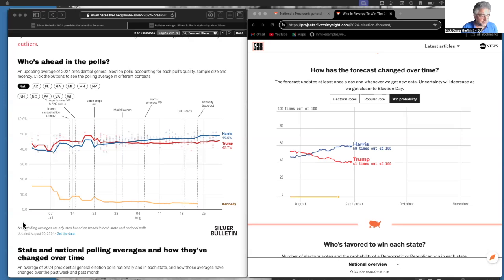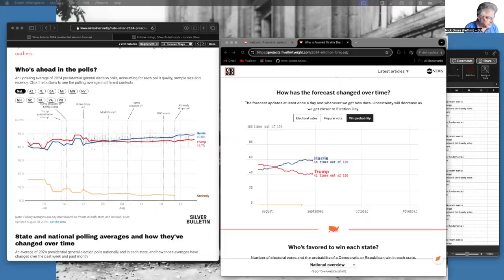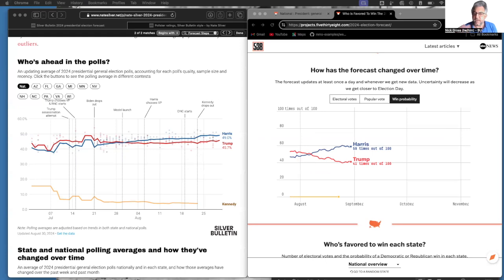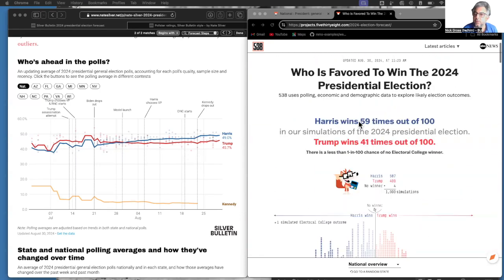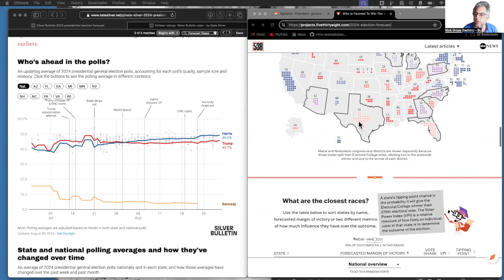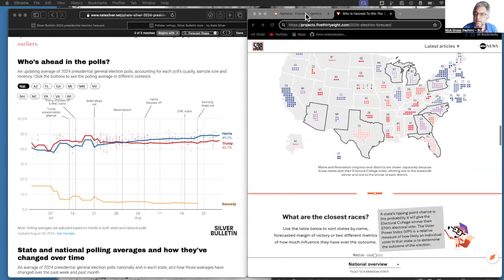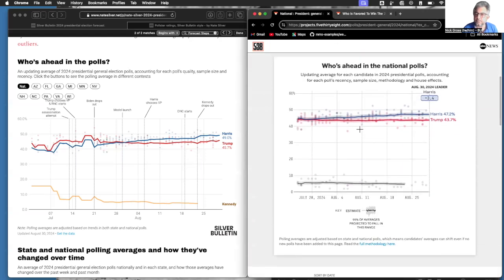There are two main components to these models. One, of course, is polling data, some of which you're seeing on the screen. This is the 538 polling data and polling average, and then the other one is Nate Silver's polling average. And then the other piece that goes into the models are some fundamentals, such as the state of the economy.